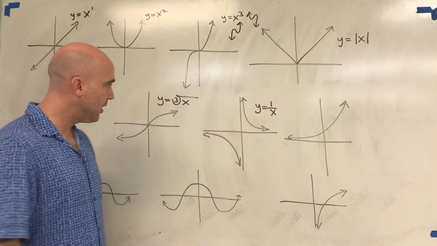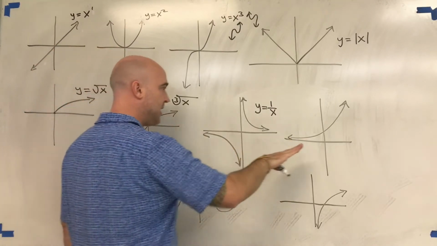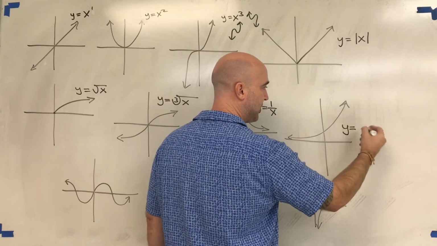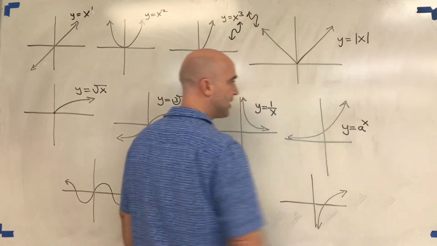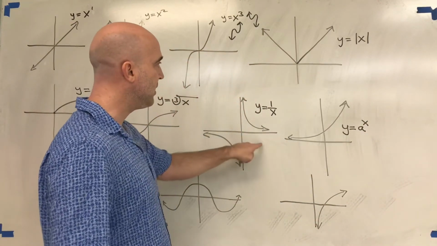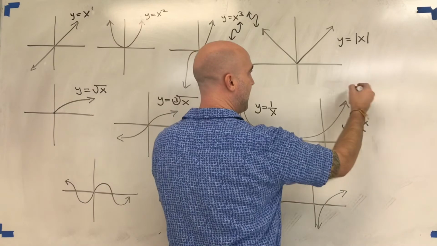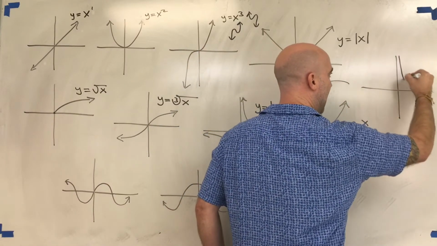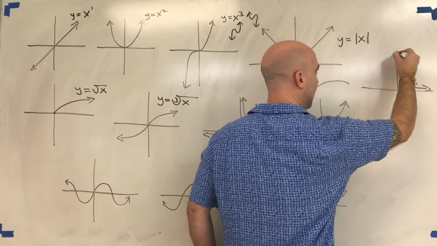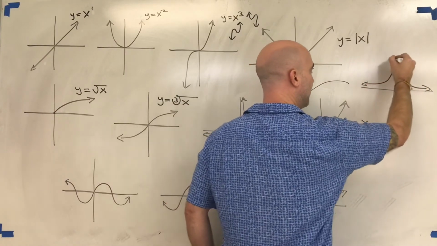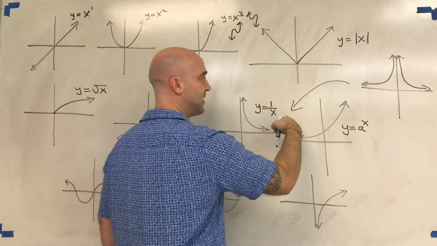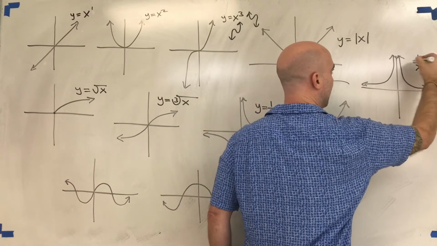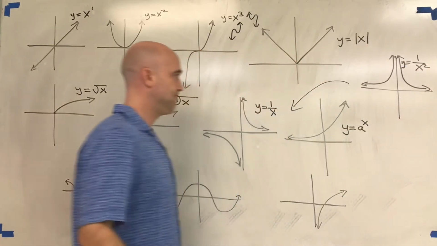This one right here is our exponential. So that would be y equals, and they're just saying a to the x. It looks like I'm missing one right here. So the one that I'm missing, I'll go ahead and include it. We can have a graph that looks like this also. So that would be if x is squared on the bottom. That's y equals 1 over x squared.